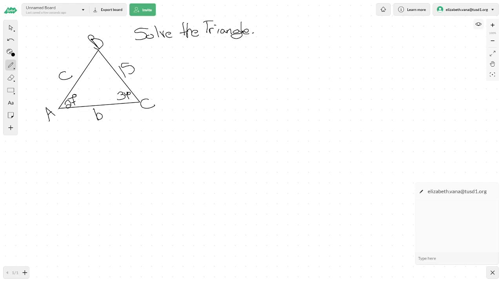So I always like to start with the easy stuff first, and that's going to be to find the other angle here. We know that to find an angle, we just take 180 and we minus the other two angles that we already know. So that's going to be angle B. So 180 minus 34 minus 27 is 119. So angle B is 119 degrees.